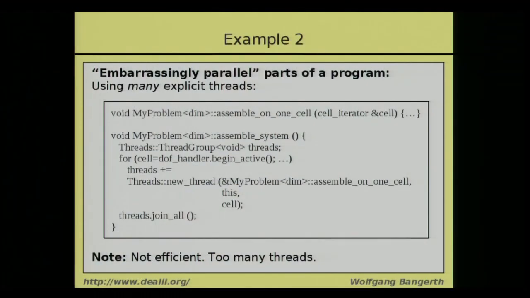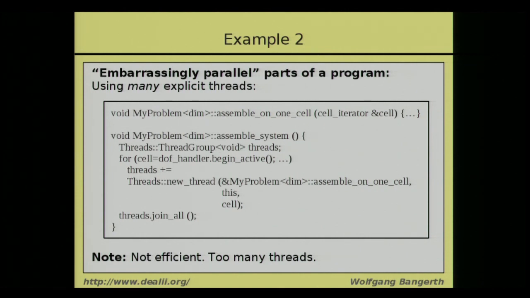So if I wrote my function like this, assemble_system would just have this loop over all of the cells. And on every cell, I'm going to create a new thread that is going to call function assemble on one cell. Assemble on one cell is up here and is going to do the work that is necessary on one cell, including copying to the global matrix and right-hand side. That is something that I could do in principle.